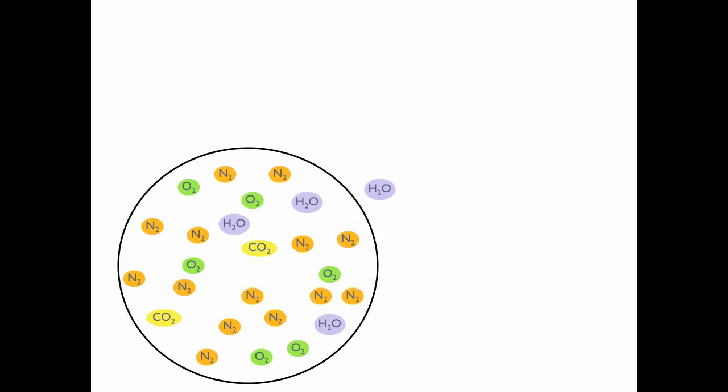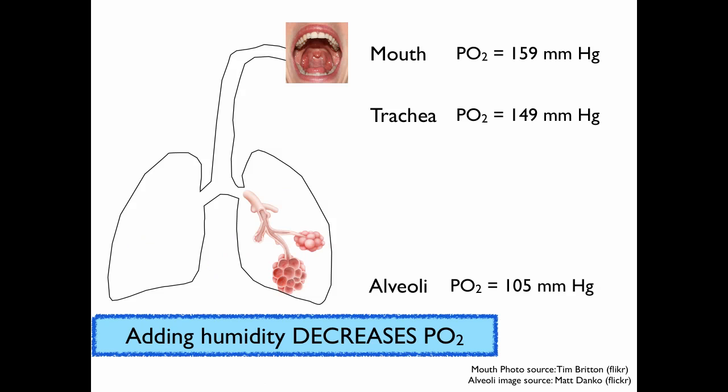As we go deeper into the conducting zone, more and more water is added to displace more gas molecules, so the partial pressure of all gases goes down. And you can see that here: in the alveoli, by the time the air reaches it, the partial pressure of oxygen is 105.